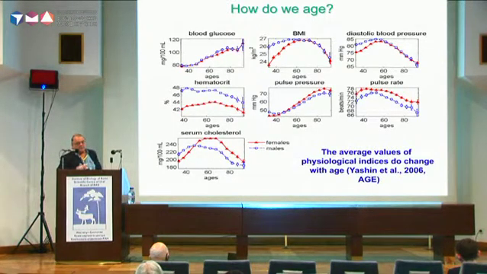These graphs, these plots show how we age. It's not just the process of aging, this is the process of changing of physiological parameters. Blood glucose.